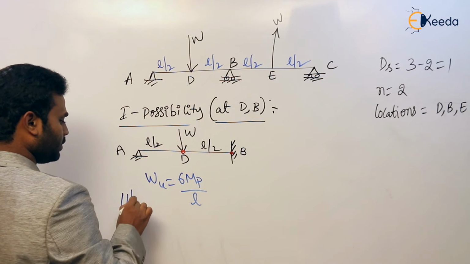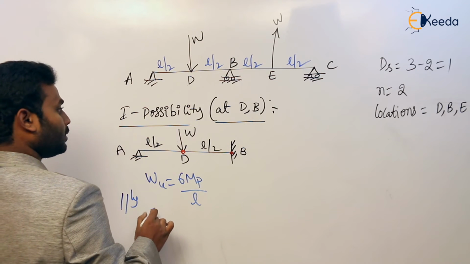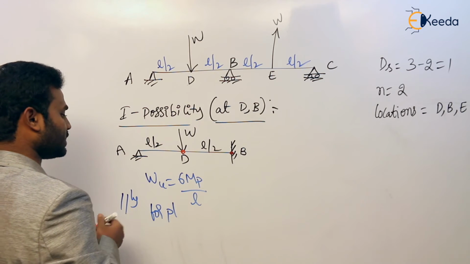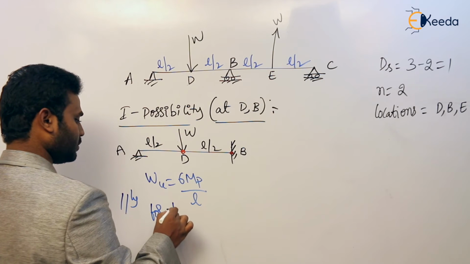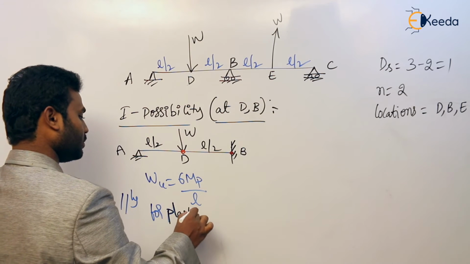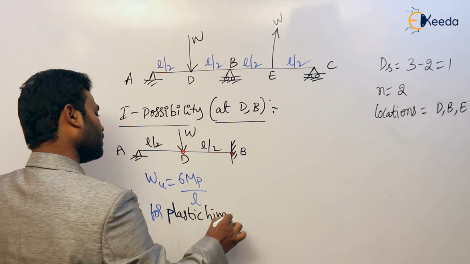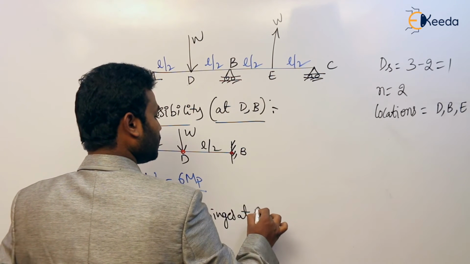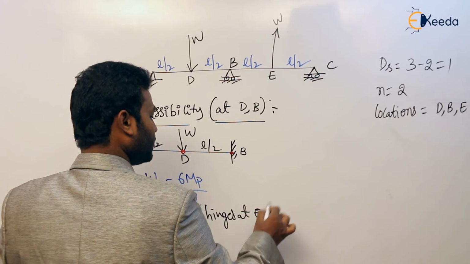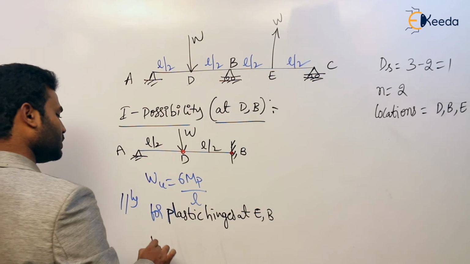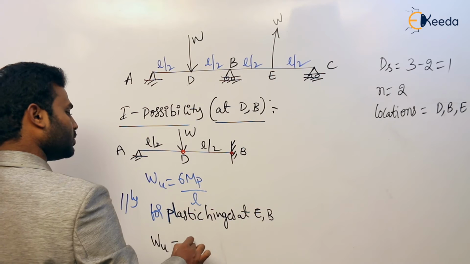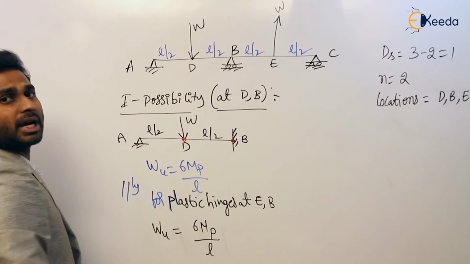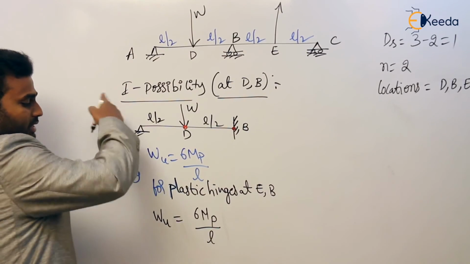Similarly, for the plastic hinge set EB, the collapse load is 6 MP by L. Why? Because that is also the same propped cantilever beam. Now the third possibility. So these are the two possibilities.